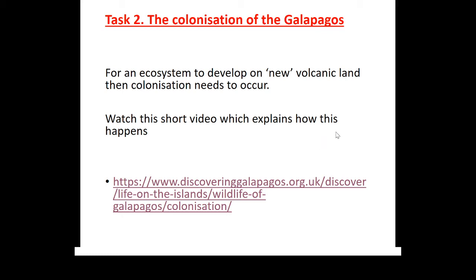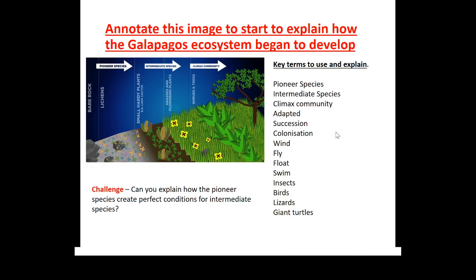Okay, so hopefully that makes some sense, because your task now, if you're in class, is to annotate this image, and start to explain how the Galapagos ecosystem began to develop. I've given you a lot of key terms there to use and explain. The challenge would be, can you explain how the pioneer species create perfect conditions for intermediate species? If you're working from home without the worksheet, then make a quick sketch of that diagram and do the same task. Pause the video, come back to me when you've done that.